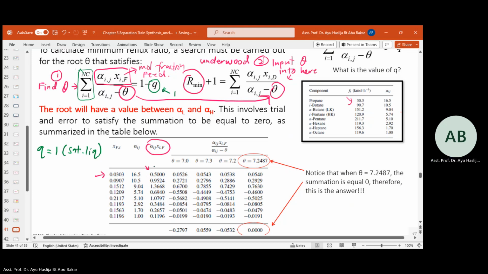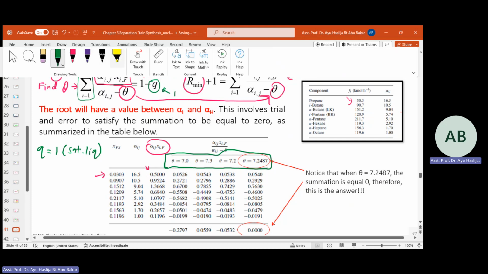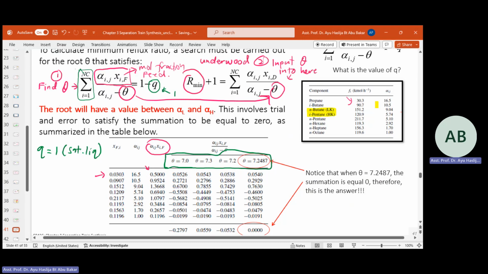Okay. Now, for theta, we need to do trial and error on the value. You see here, that's why it has a few values. Okay, I explain first, later we try to do the exercise. Now, you can put any value of theta. How to select the value of theta? You check the relative volatility value of the light key and heavy key. Okay, here is light key and heavy key.